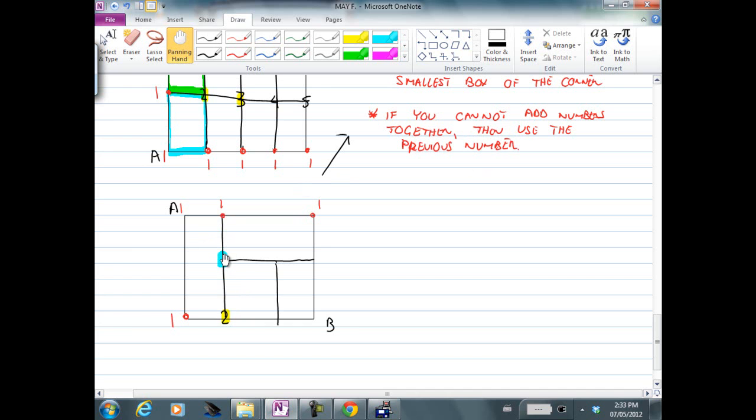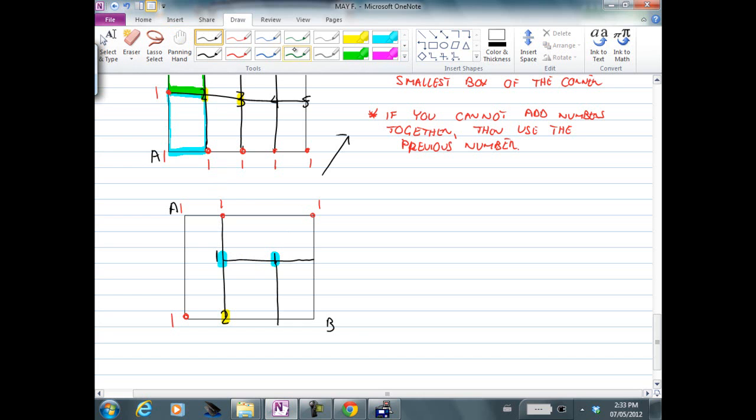What do you mean previous number? So previous number to this one is a 1. Right there. So I want you to put a 1 right here. And then, some of you are saying, what about this one? That's a 1 also. Because this is not a bottom right corner. It has to be a bottom right corner before you add. If it's not a bottom right corner, you got to use the previous number. The previous number to here is 1. So we put a 1 right now.